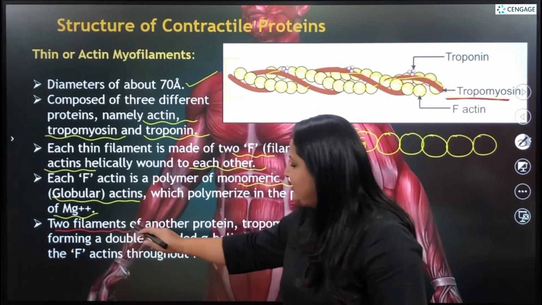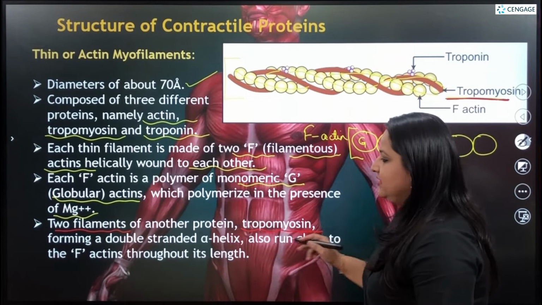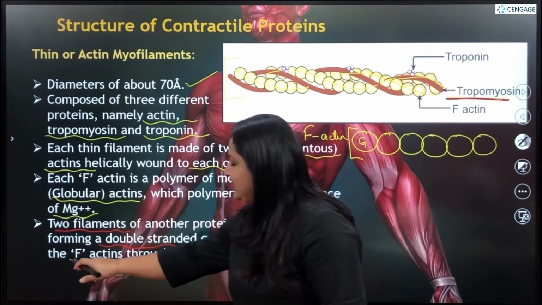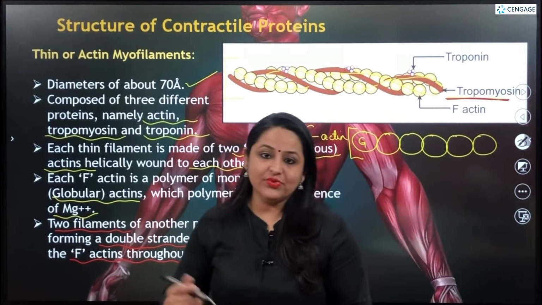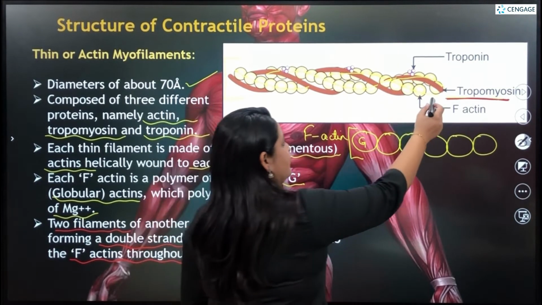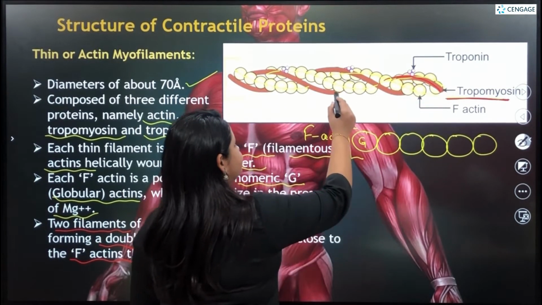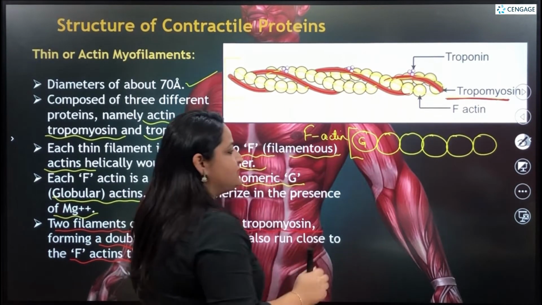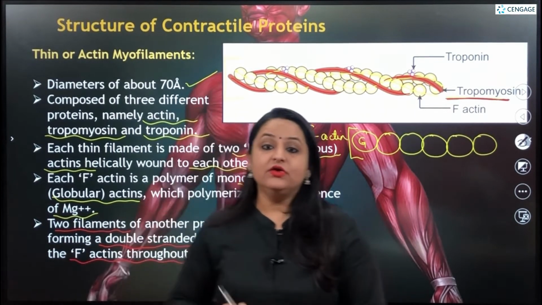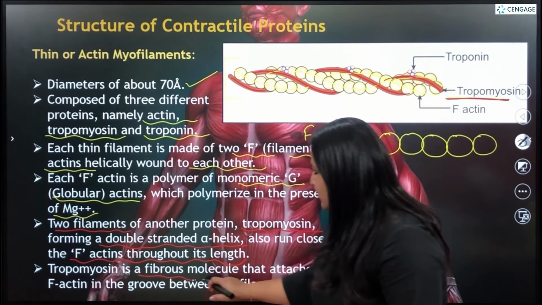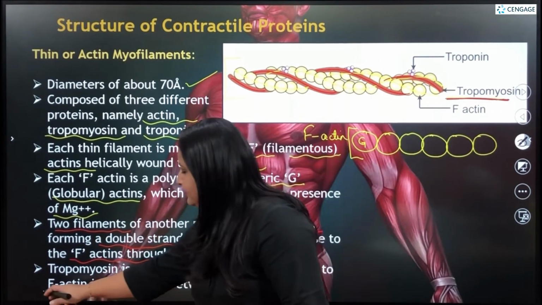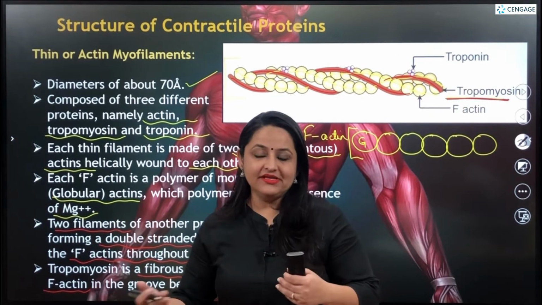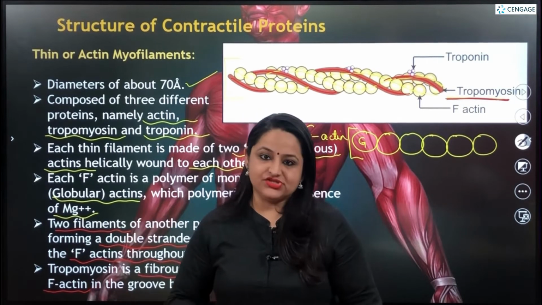So 2 filaments of another protein known as tropomyosin also form a double-stranded alpha helix and they run close to the F actins throughout its length. So we can see over here, these are again 2 tropomyosin filaments which are also helically wound to each other. So this is the second protein. The tropomyosin is a fibrous molecule that attaches to the F actin in the grooves between its filaments. So the areas where there are grooves between the F filaments, it is there where the tropomyosin attaches.